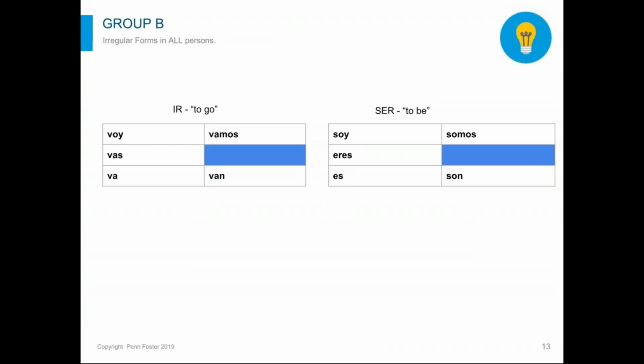Moving on to slide 13, we have some verbs that are considered group B, irregular B. They are irregular in all persons. As you can tell, the verb ir does not have a V in its infinitive, but all of its conjugations begin with the letter V. All right, completely irregular and unusual. Voy, vas, va, vamos, and van. I go, you go, he or she goes, we go, and they go.